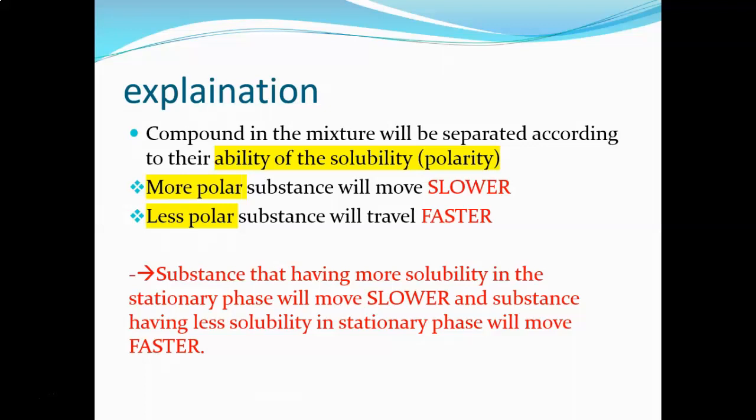Okay. For material that is less polar, it will separate first. It is the fastest to move. Less polar means it is either non-polar or less polar. Then, less polar with the stationary phase, the less polar material will move faster.